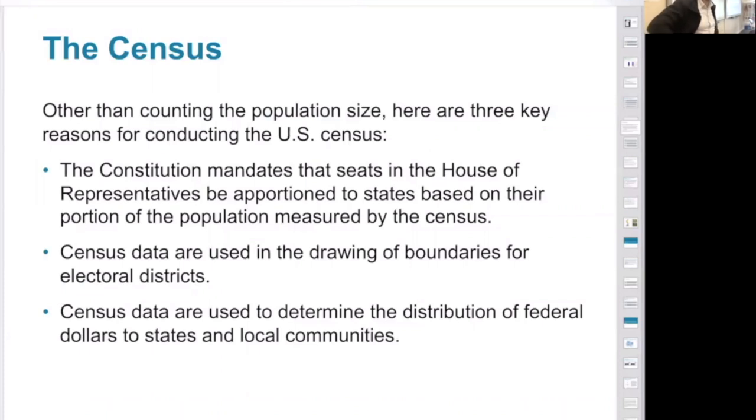also, as you can see here, we need something very important about the constitution, which is that the number of seats in the House of Representatives be apportioned to states based on their portion of the population measured by the census. As you can see, the number of seats of course increases if the population increases as well. Census data are used in drawing boundaries for the electoral districts, and also to determine the distribution of federal dollars to states and local communities.